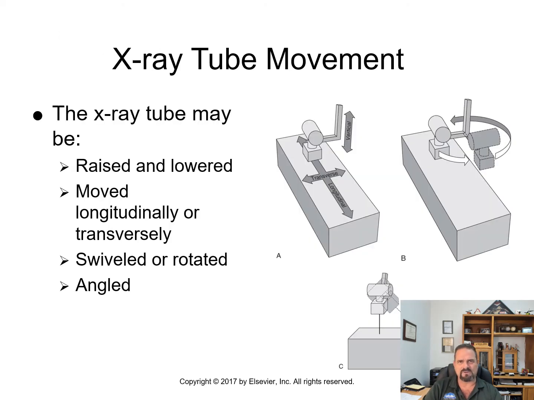All right, so X-ray tube movement. The X-ray tube may be raised and lowered. It can be moved longitudinally or transversely, swiveled or rotated or angled. So this is your X-ray tube here, and it's on the X-ray machine's arm, and it can go up and down, transverse, longitudinal. You can move it in any direction that you need to move it.